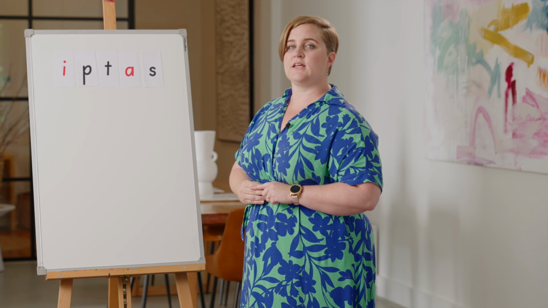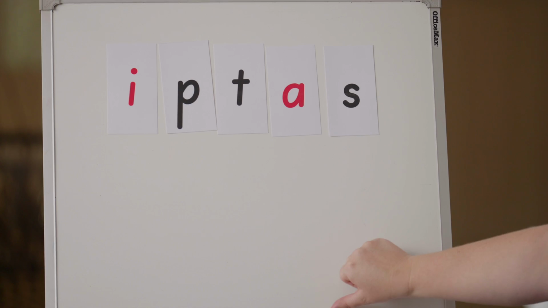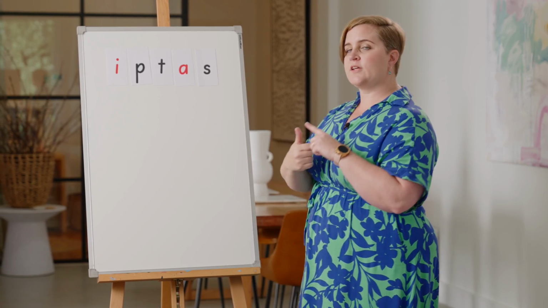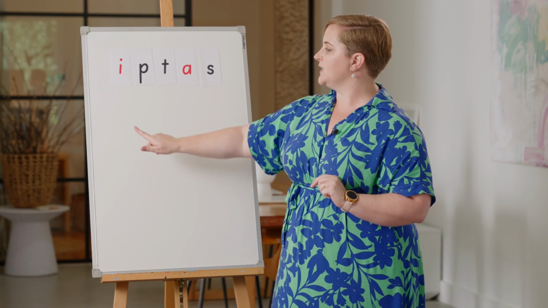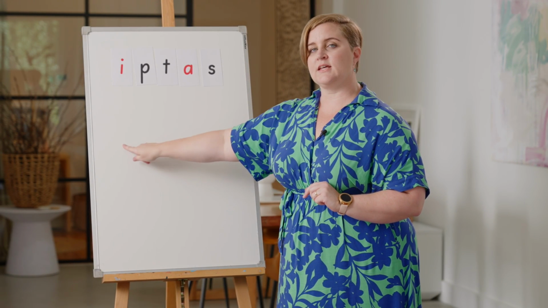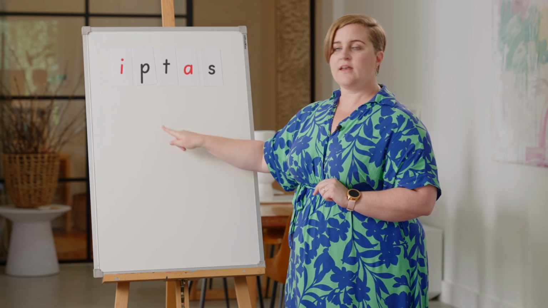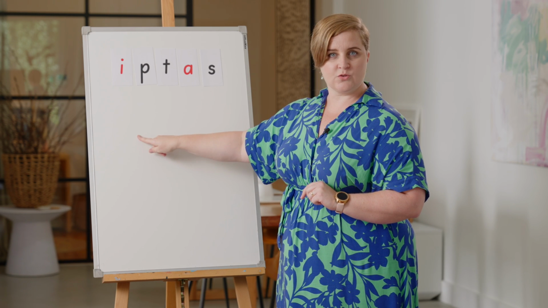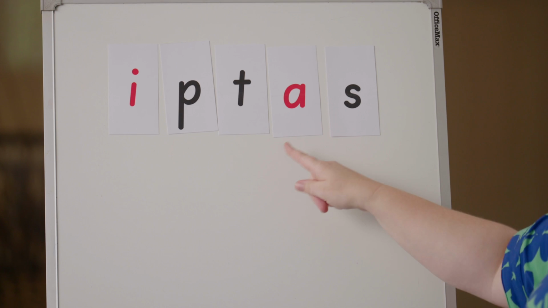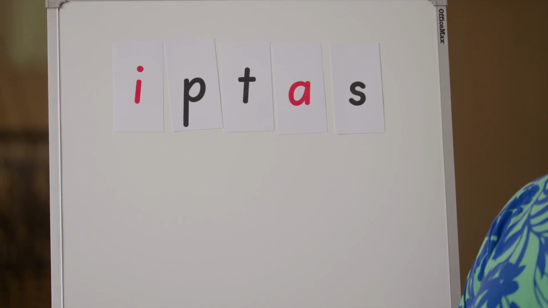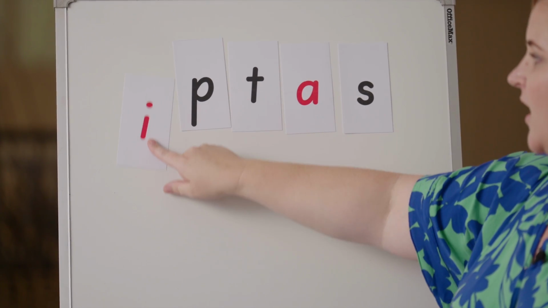What word? It. Let's tap it out. It. What phoneme do you hear first in the word it? I. That's right. I can hear the /i/ phoneme too. Which letter do we use to spell i? Yes, we use the letter I.